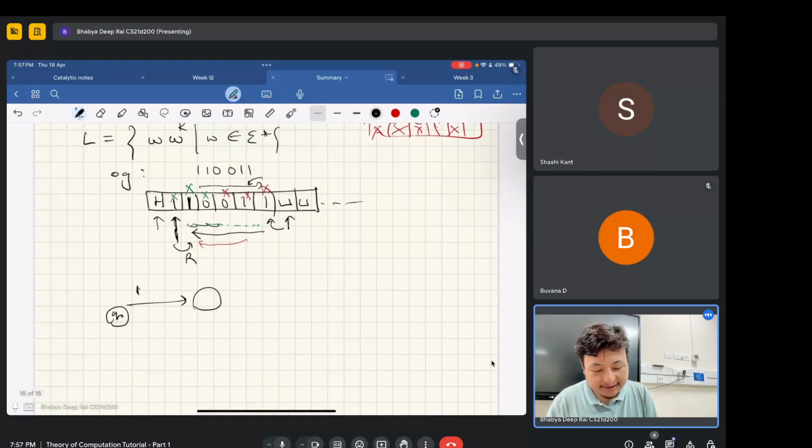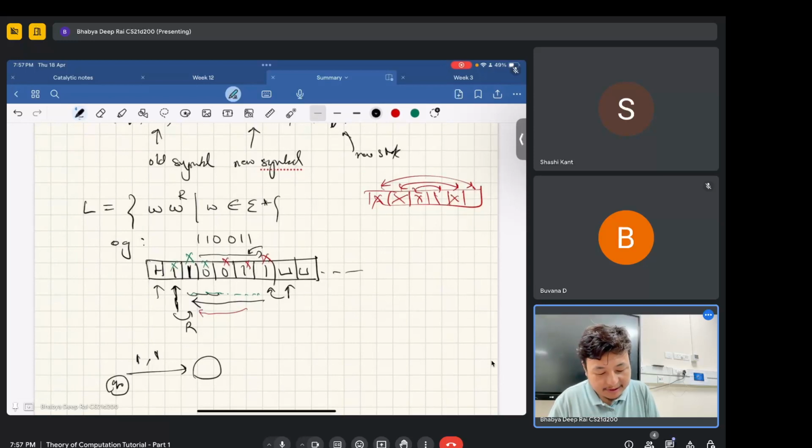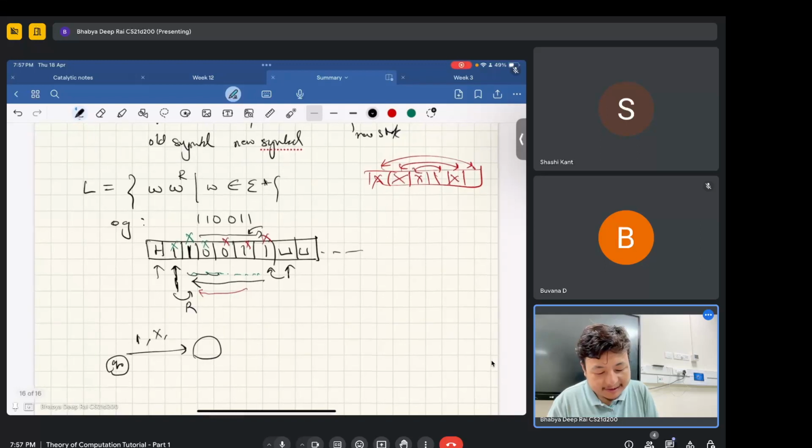Then, if I'm in Q0 and I see a 1, I'll mark it as an x, and then I'll move to the right. Here I'll keep moving right, as long as I see a 0 or a 1, no problem.